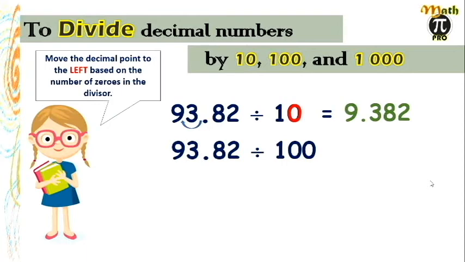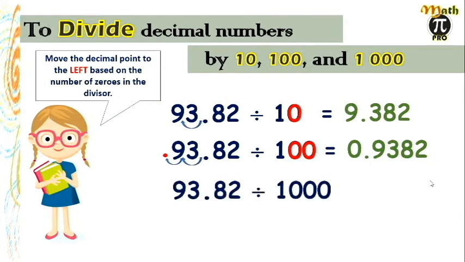Dividing the same number by 100, which has 2 zeros, means we have to move the decimal point to the left 2 places. So the decimal point will be here and our answer will be 9,382 ten-thousandths. And if we divide the same number by 1,000, which has 3 zeros, that means 3 movements to the left. And again, since there are only 2 digits, we need to use 0 as placeholder. So the decimal point will be here. So the quotient is this one.